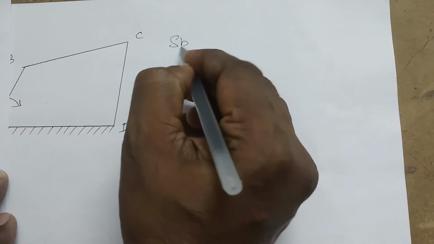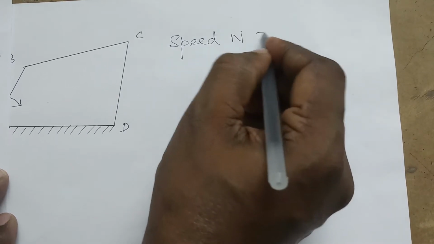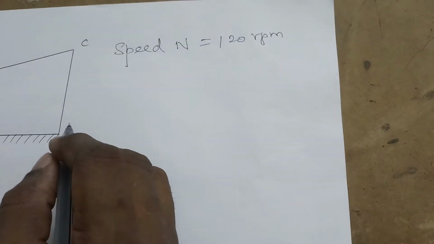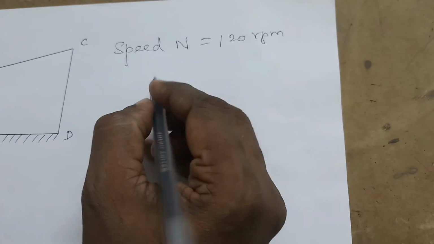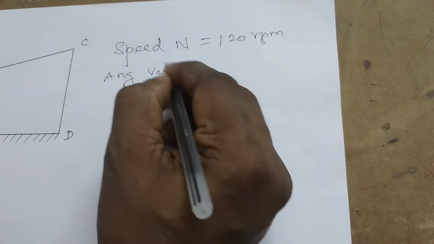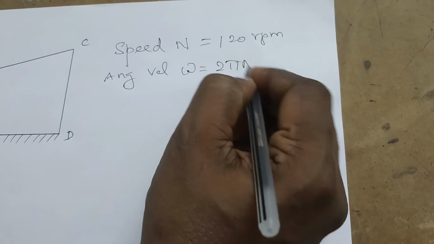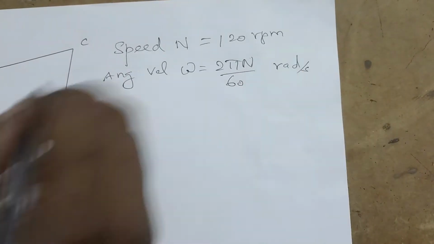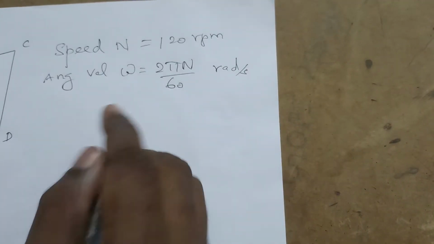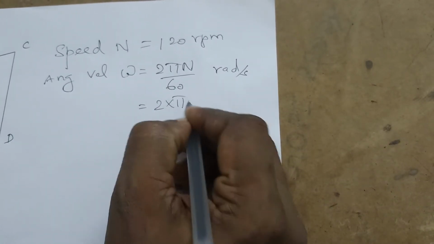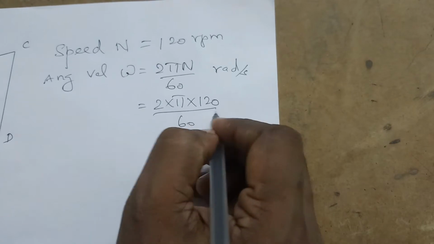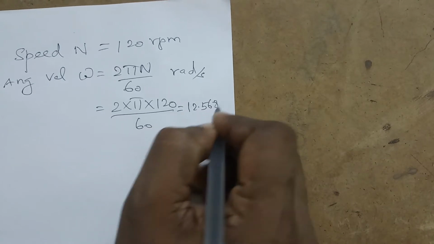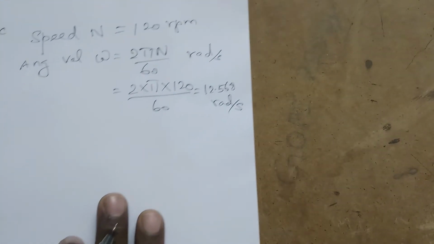So here speed n is given, which is equal to 120 rpm. Okay, so n you know means you can find what is the angular velocity omega, in radians per second. So you know the value of n, then omega equals 2 into pi into 120 divided by 60. So this will give 12.568 radians per second.